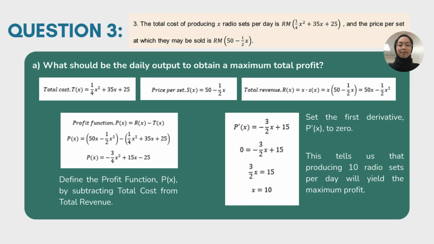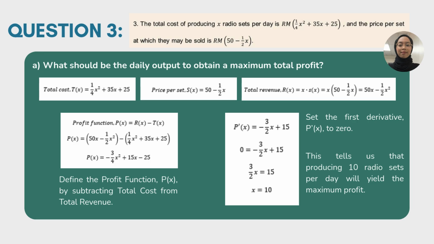Next, question 3. The question is, the total cost of producing x radio sets per day is RM 1 over 4 x squared plus 35x plus 25. And the price per set at which they may be sold is RM 50 minus 1 over 2 x. So, for A, what should be the daily output to obtain a maximum total profit?